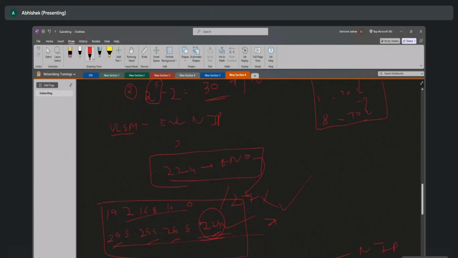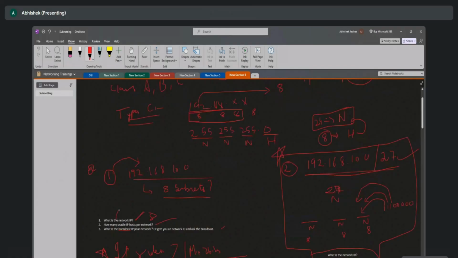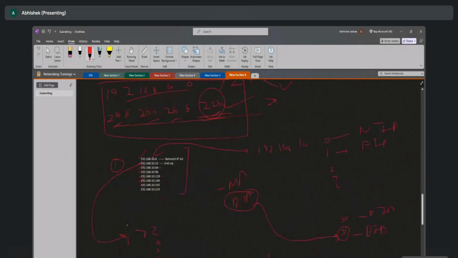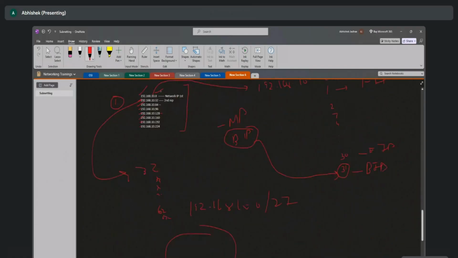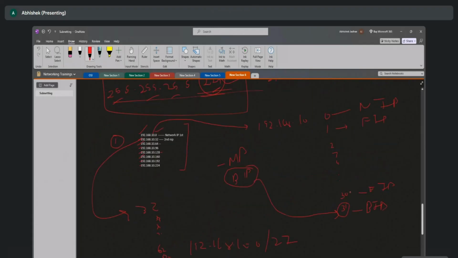Okay. So I hope this particular calculation is done. So what is the network IP? We have these many networks, 8 networks. So all the IPs we have listed down here, right? What are the usable hosts among those? The initial IP, the end IP, and the broadcast IP you can calculate like this.